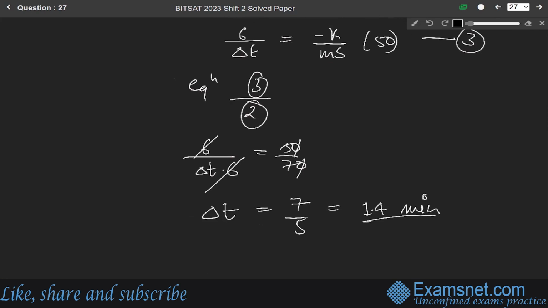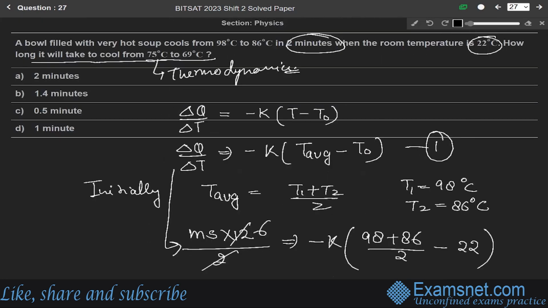Okay, so the time to cool from 75 degrees Celsius to 69 degrees Celsius takes 1.4 minutes. Means option B is the correct answer.